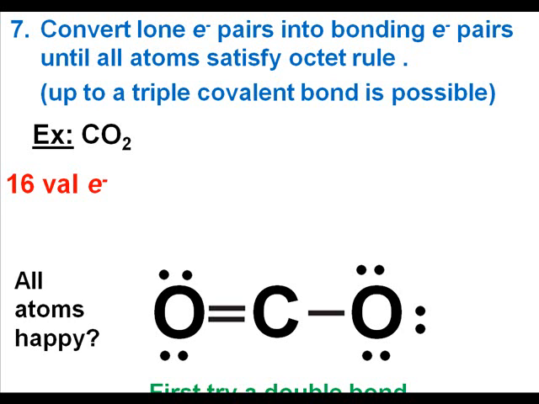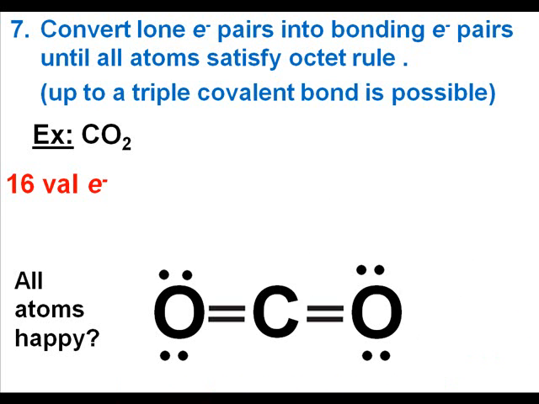Is everybody happy? No, and the reason why is if you count the electrons around the carbon, there's 2, 4, 6 electrons around the carbon because each bond is 2 electrons. I have a total of 6. So we have to do another strategy. Let's take 2 more electrons from the other oxygen and make another double bond.